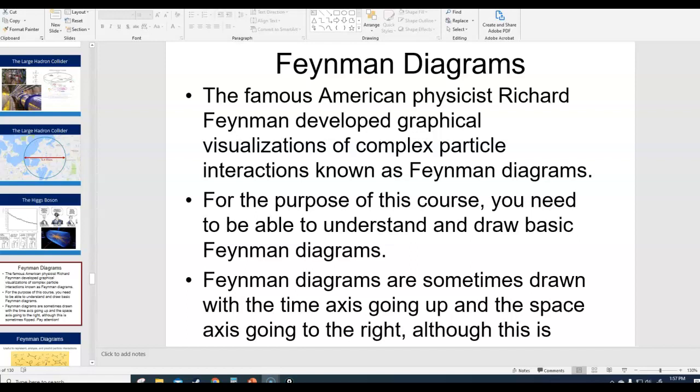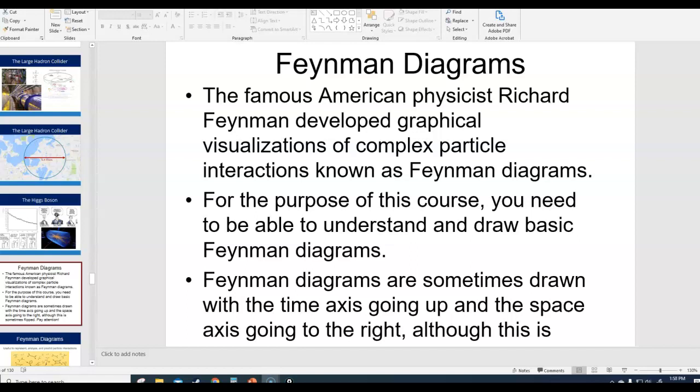Okay, so the idea of the Feynman diagram was basically created by the physicist Richard Feynman, who's one of my favorite physicists of all time. And basically it's a way to graphically represent very complex, or I guess it could be simple, but complex particle interactions in a way that's easy to visualize. Okay, so again, for the purpose of this course, you need to be able to understand and draw basic Feynman diagrams.